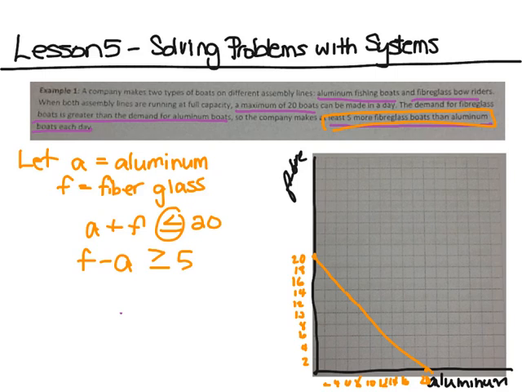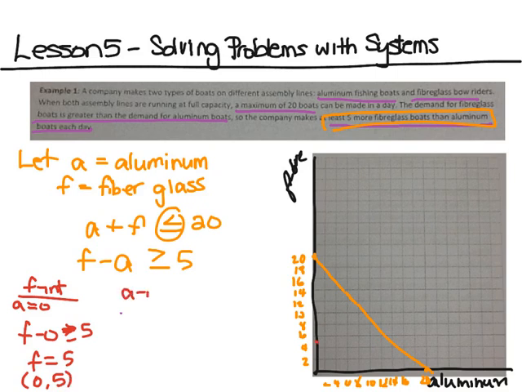For our F intercept, we will make A equal to 0. So F minus 0 is greater than or equal to 5. Remember, we're looking for our boundary line, so it's equal to 5, so F equals 5. We will have a point at (0, 5), right there. Now for our A intercept, F is equal to 0, so 0 minus A is equal to 5. So A would actually be at -5.